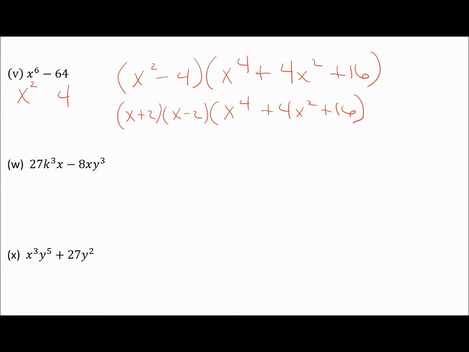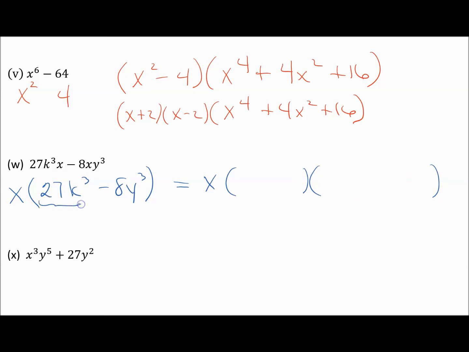All right. Our next problem, 27k to the third x minus 8xy to the third. When I look at that, I see some greatest common factor going on. They both have x in them, so let's pull that out. I don't think I see anything else that's common, so let's just pull out an x. That's 27k to the third minus 8y to the third. And then I do my small set, my big set of parentheses. Don't forget about the x in front. It's still there. So there's my small set, and there's my big set.